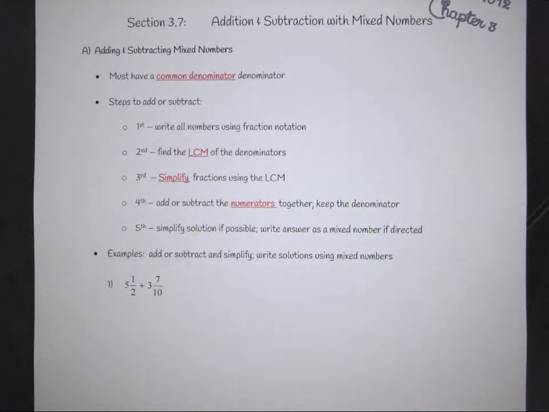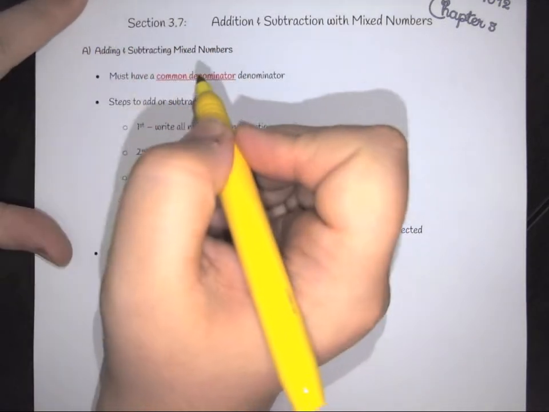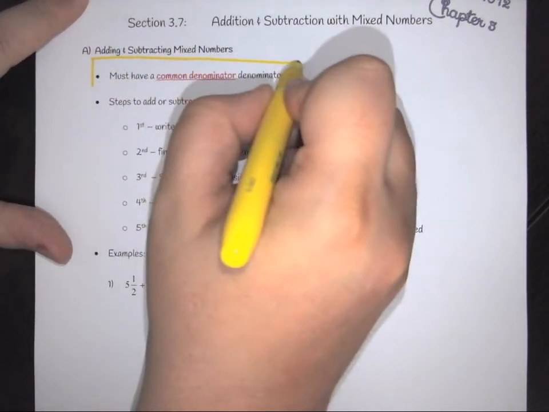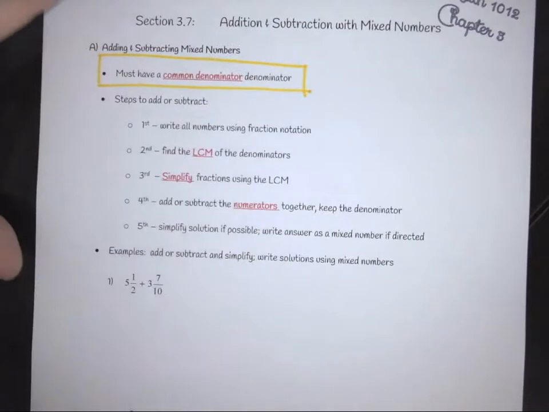Alright, welcome back. In this edition of Fun in Math, we are going to look at addition and subtraction using mixed numbers. Now, when we're talking about mixed numbers, addition and subtraction is going to be the same, where you still have to have your common denominator.